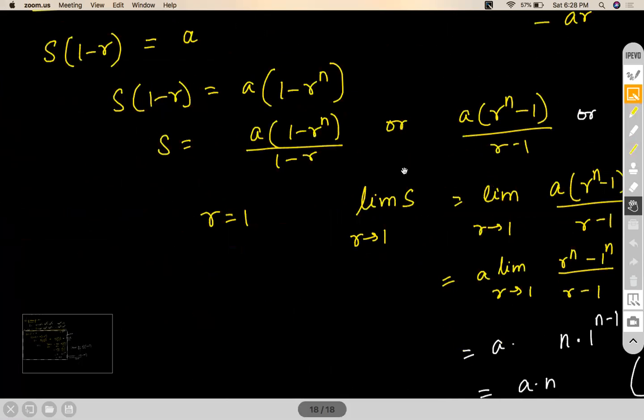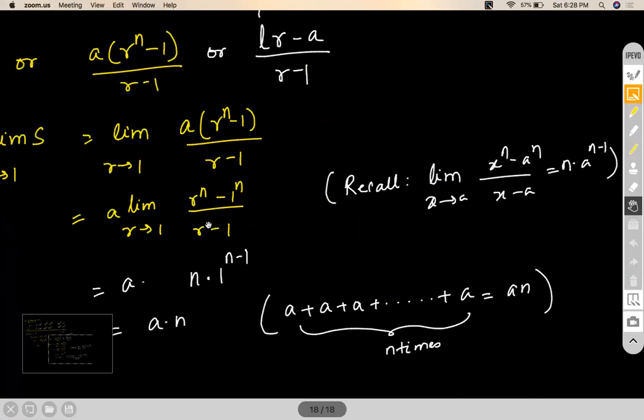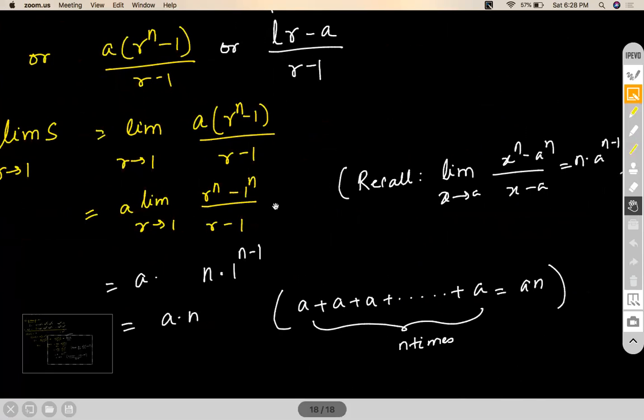Okay. Any questions with respect to this? Please note down, because I'm going to change the slide and I'm going to go to the next page.